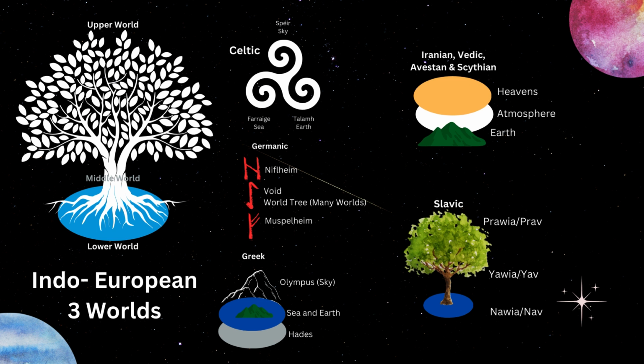So first, let's touch on cosmology. What I'm going to talk about here is the Indo-European three worlds model. As you can see, there's the upper world above the top of the tree or in its branches, the middle world around the center, and then the lower world below the roots of the tree.